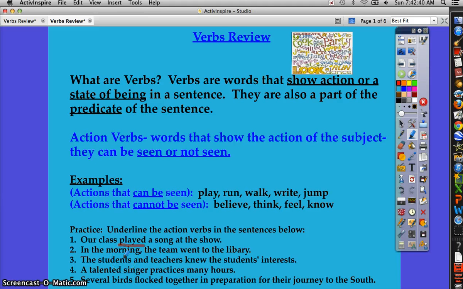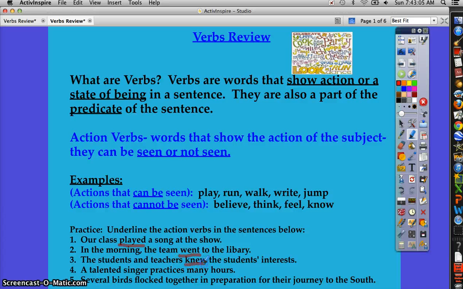Number 2, in the morning the team went to the library. Again, what was happening in the sentence? What was the action? The team went. Went would be another action that we could see happening. Number 3, the students and teachers knew the students' interests. This time again, what was the subject doing? The students and teachers were doing something. They knew the students' interests.